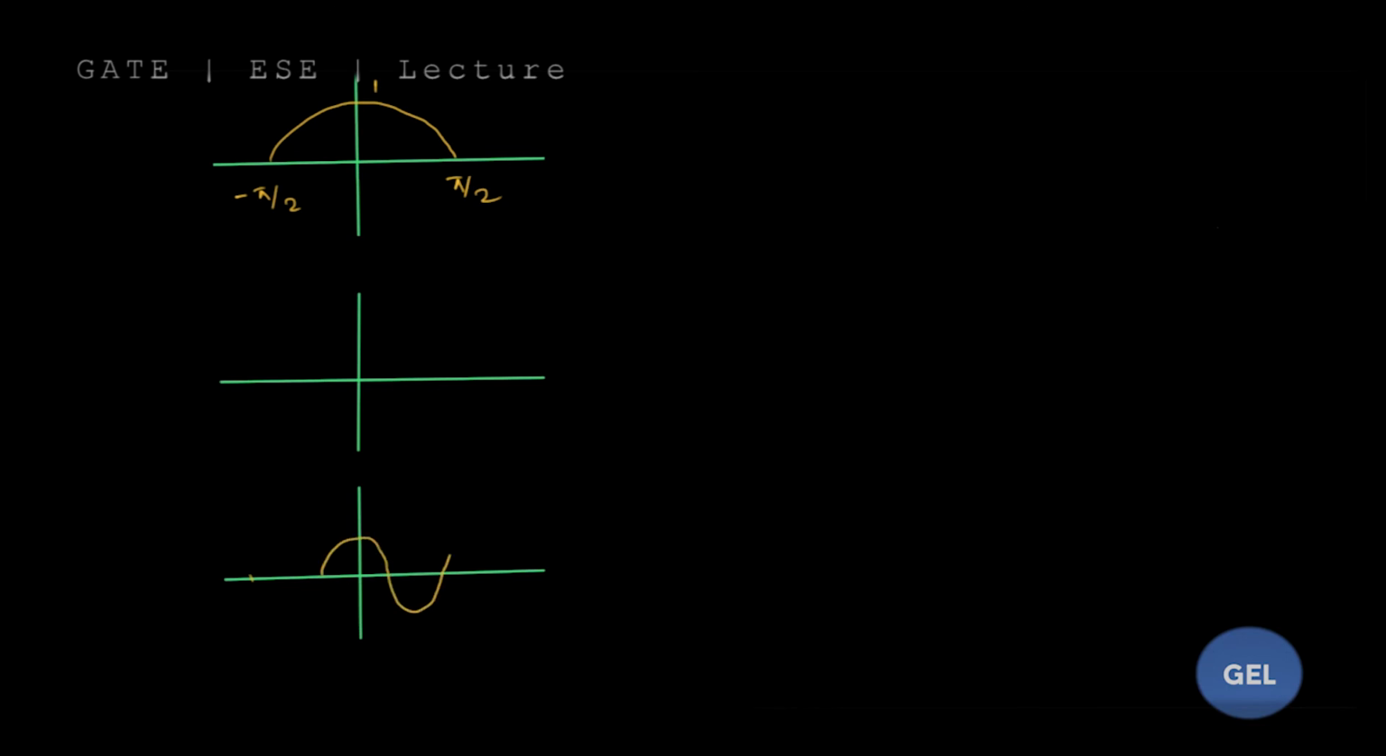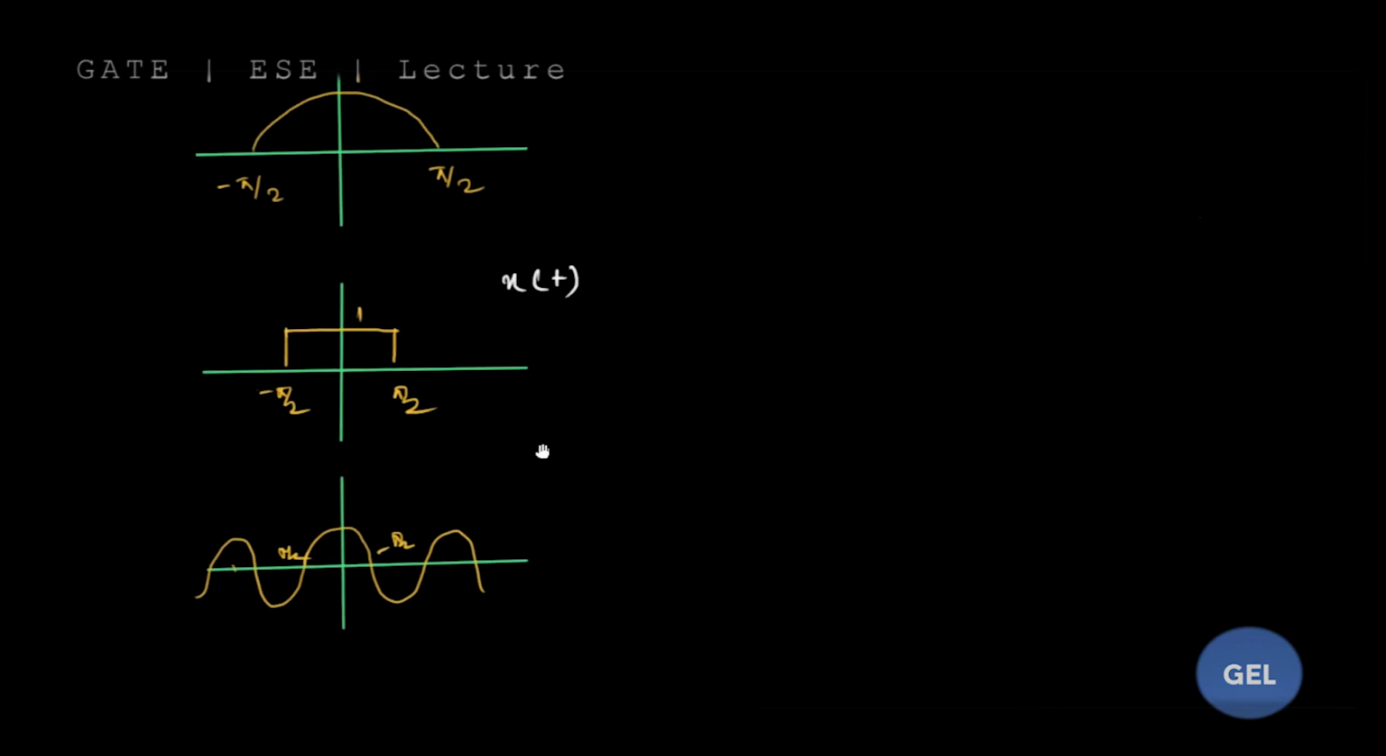cos omega t. Okay, this is a cos function, and the other is a rectangular pulse which lies from minus pi by 2 to pi by 2, with magnitude 1. In the next video lecture we're going to get clarity on this, but right now I'm just giving it to you because this is a very important question type.